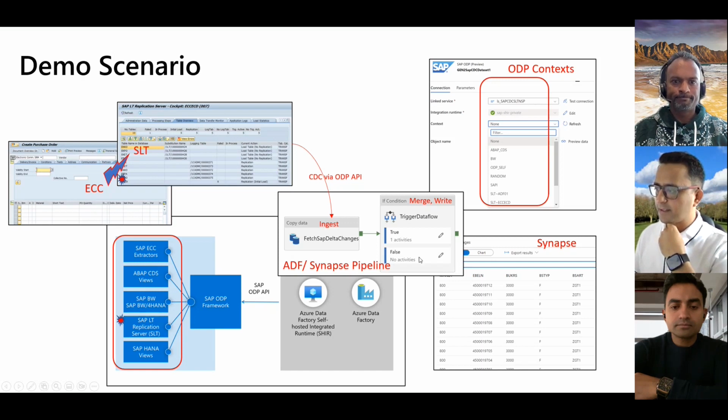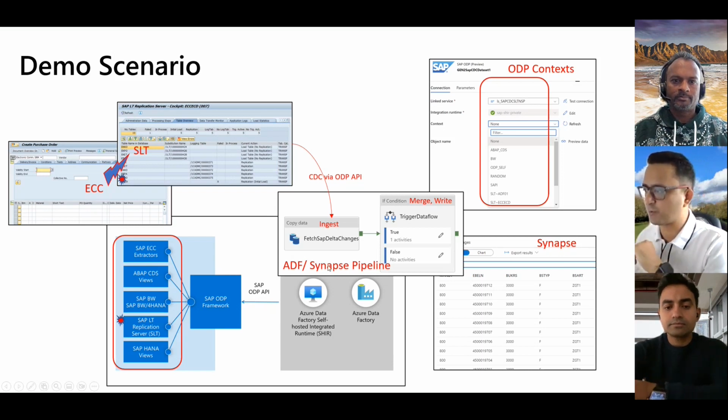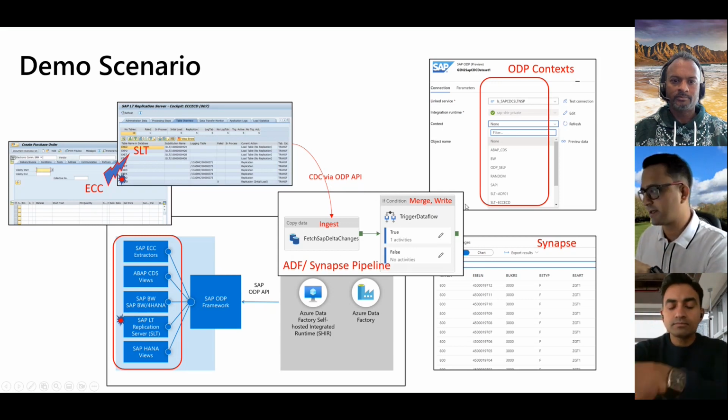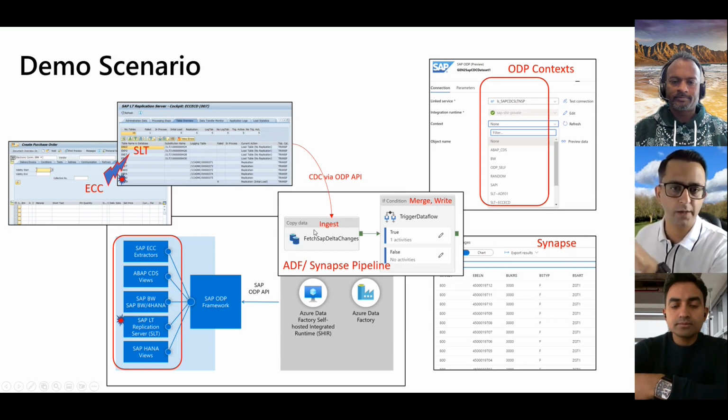The pipeline itself, you can actually create in ADF or in Synapse, depending on what you prefer. But the pipeline is basically made of two big parts. One is ingest, the second is merge and write. Ingest is where I consume the ODP connector. It connects to SLT. SLT in turn fetches the data from the source system. So in the ADF's linked service, I'm going to configure the SLT system.